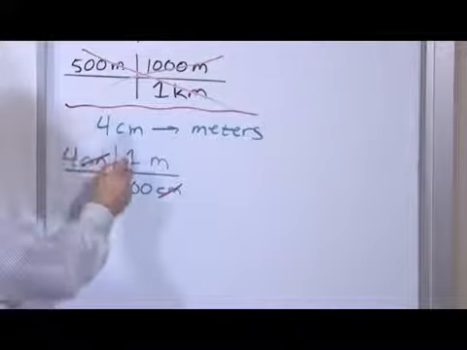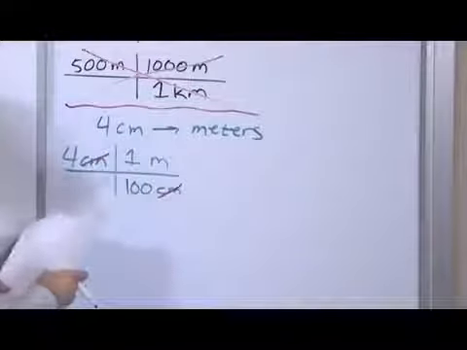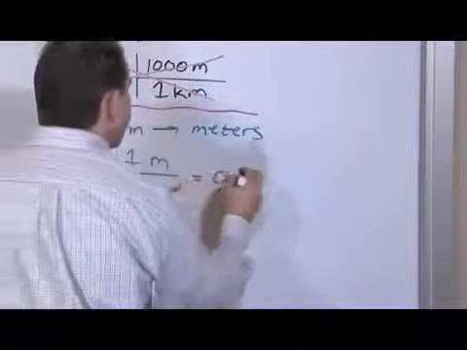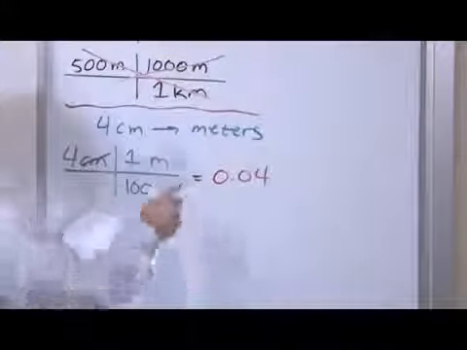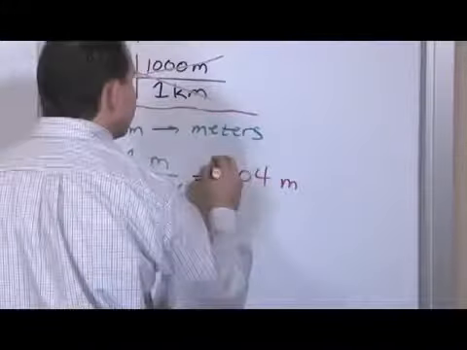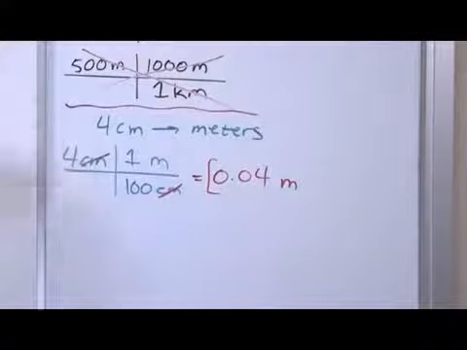4 times 1 is 4. 4 divided by 100 is going to give me 0.04. The unit is meter, because that's the only thing left over. That's what I'm trying to convert to.